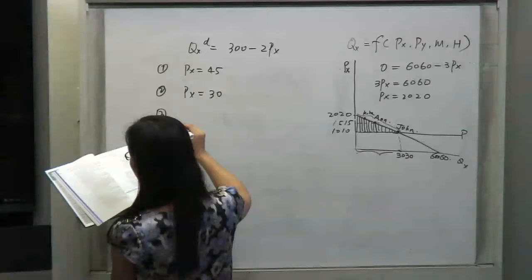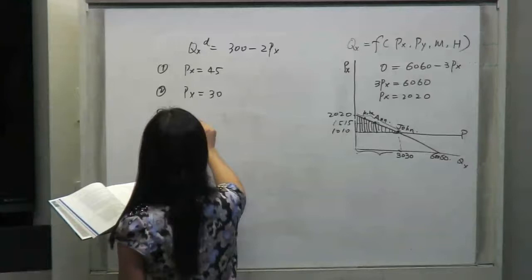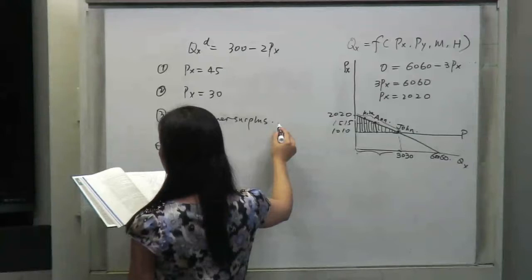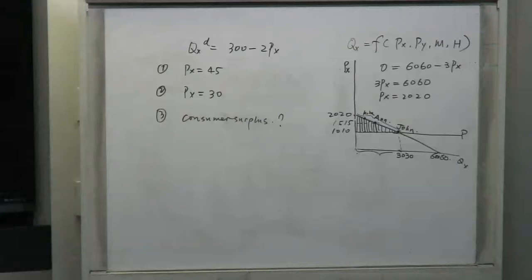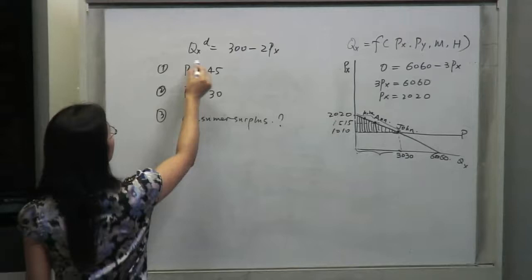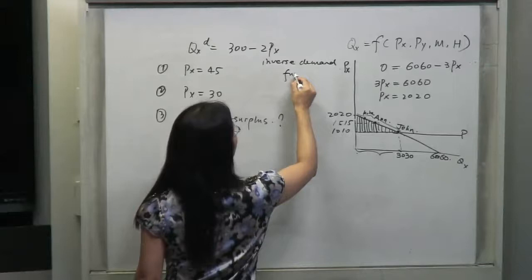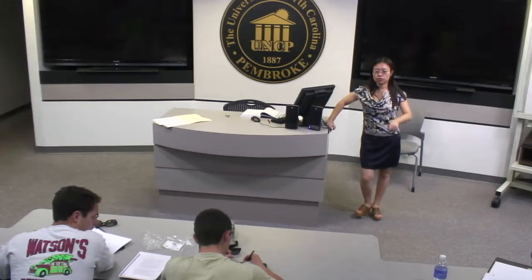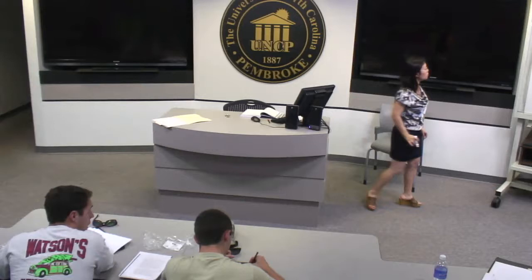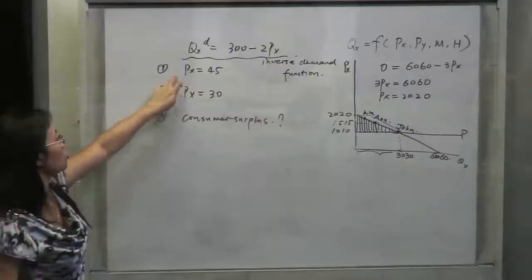And the third question asks you, when the price decreases, what happens to the consumer surplus? But first, they ask you to calculate the inverse demand function too. I want you to do it right now, here, on your notes. First, given this, derive the inverse demand function, then calculate consumer surplus for these two different prices.